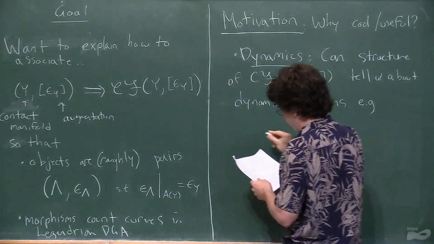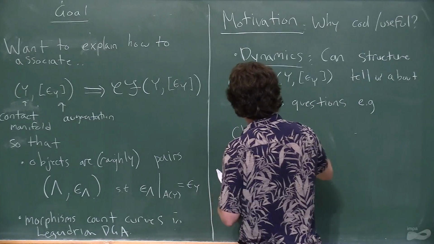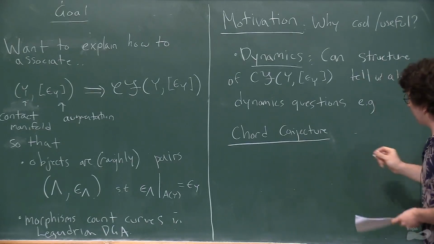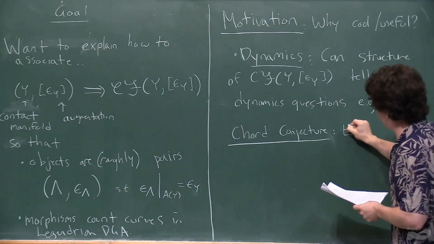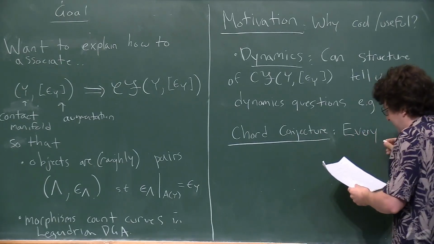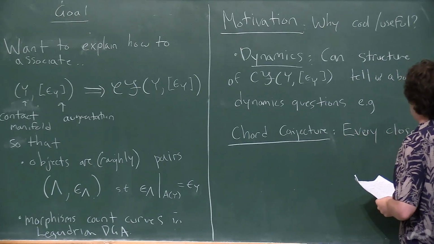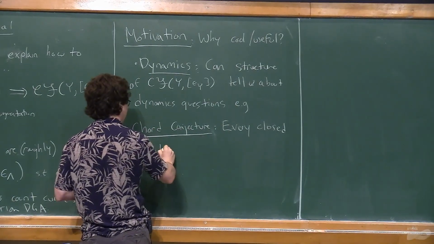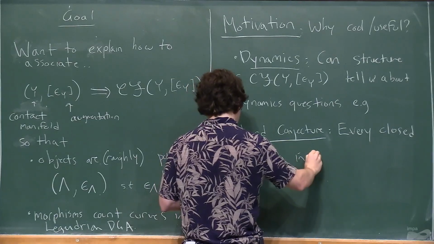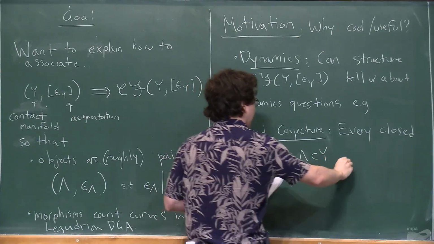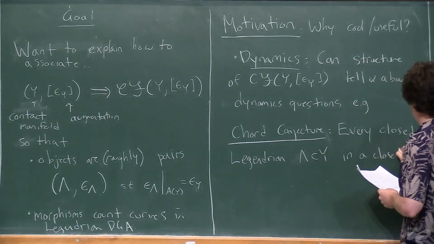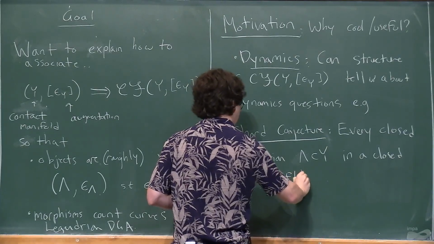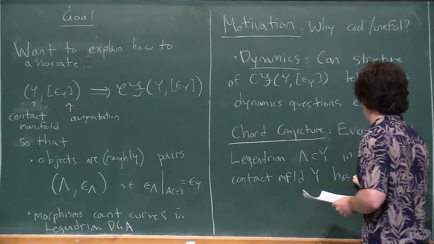for example, the chord conjecture. So I'll remind you what the chord conjecture is, because when I say the chord conjecture, sometimes people don't know what I mean. The chord conjecture is a very simple conjecture: every closed Legendrian Lambda in a closed contact manifold Y has a Reeb chord.